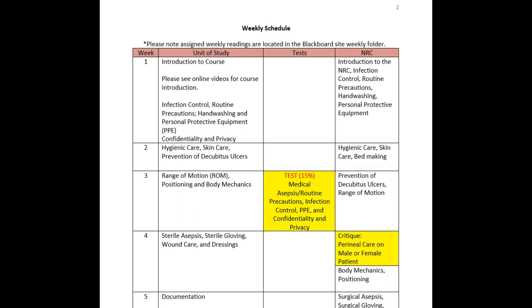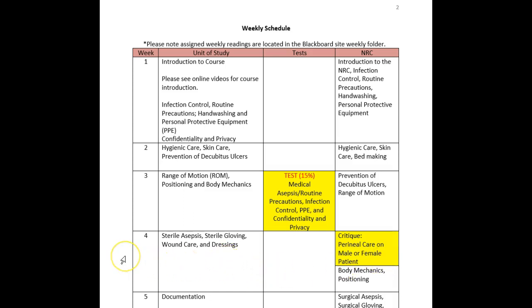So it's really, really important that you either print this out or follow along really closely with the weekly schedule, because it will help you to understand what topics we're discussing in the course and whether there might be a test, or like you can see here in the lab component, in certain weeks you will have a critique where you'll be watched on your ability to demonstrate a particular skill, and they're highlighted in the NRC section as well.